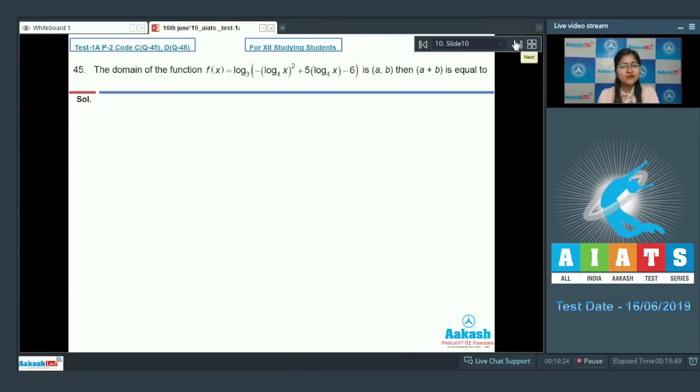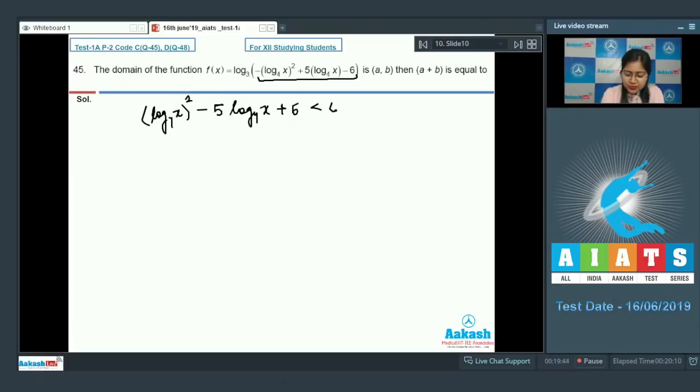Now let's discuss question number 45, in which we have to find the domain of the function f(x). Right? So for this function to be defined, this should be greater than 0. If I take minus common, then I can say that (log 4x) whole square minus 5 log 4x plus 6 should be less than 0. Taking this as t, we will have t square minus 5t plus 6 is less than 0. That is (t minus 3)(t minus 2) is less than 0.